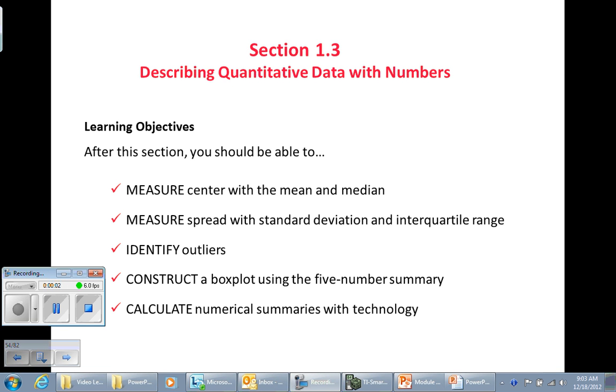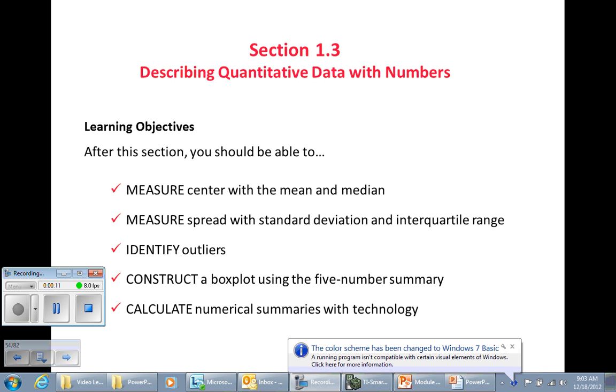All right, last section in this module. Awesome. So section 1.3, your learning objectives. You're going to measure the center with the mean and the median, measure the spread with standard deviation, interquartile range, possibly the range, identify outliers, construct a box plot using the 5-number summary, and calculate numerical summaries with technology. Yay, here we go.